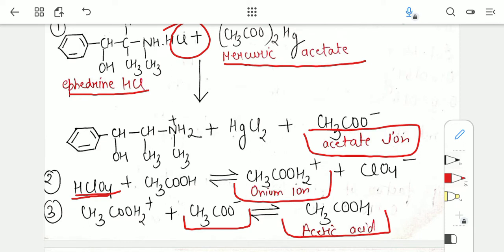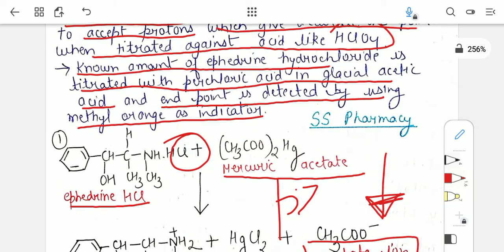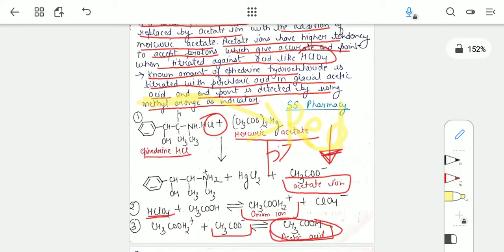Finally, because in the end acid is being formed, the pH of the solution will become low, and in lower pH or acidic pH the indicator, methyl orange, gives red color. With the appearance of red color the endpoint will be detected. So this was all about the principle.